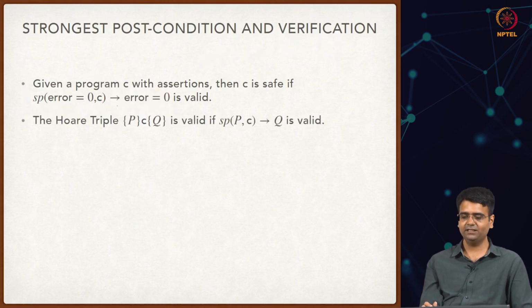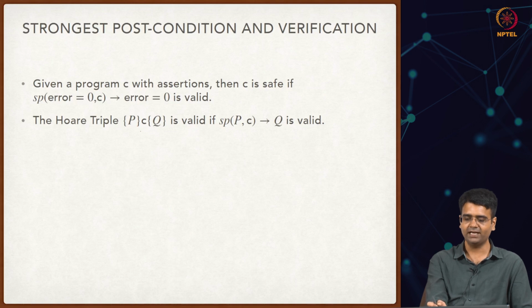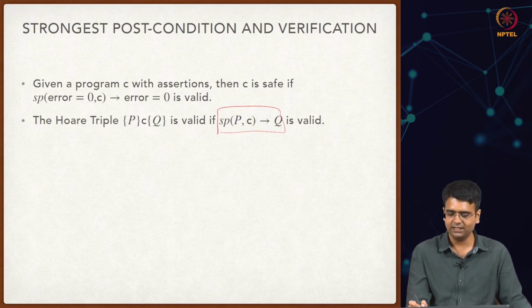Now the second is the Hoare triple based formulation. So given this Hoare triple PCQ, I say that this Hoare triple is valid. So this is saying that the program is safe if this particular formula is valid. So again, we are constructing a formula. This formula is SP of P comma C implies Q.